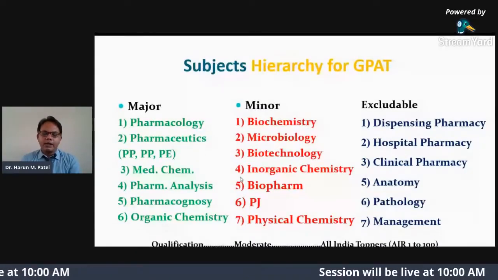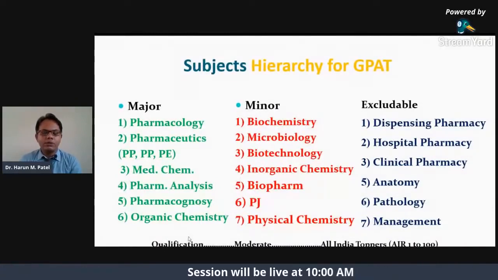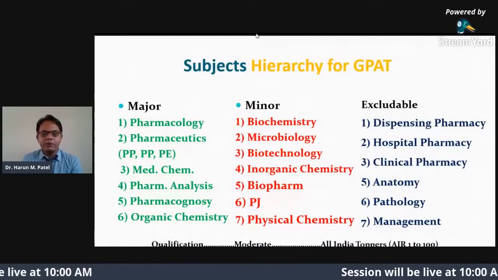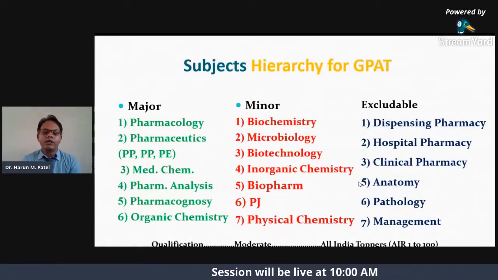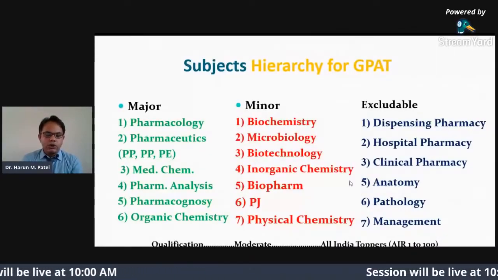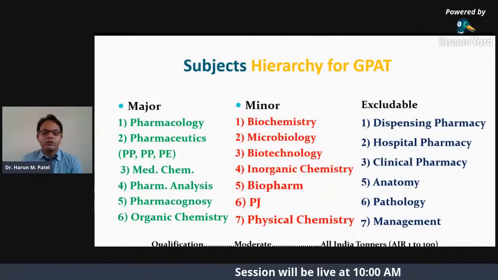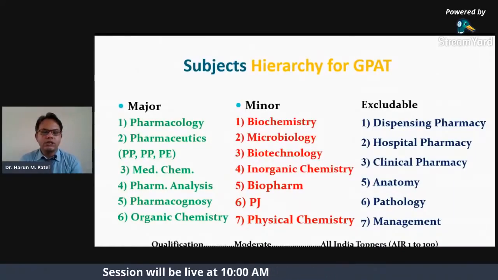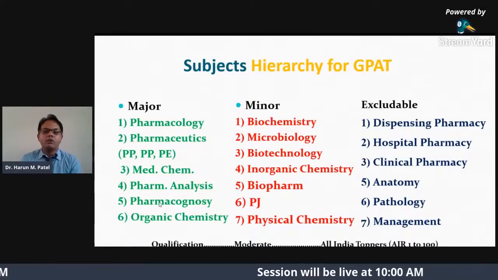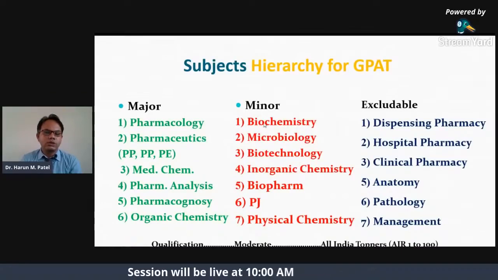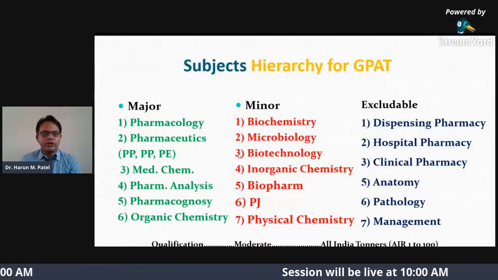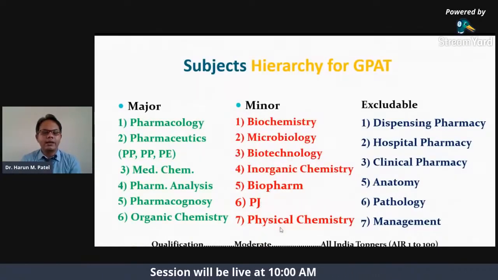I can classify the viewers who are watching me into those who have the aim of just qualification, some of moderate category, and some who may be thinking to compete at all India level, planning to be all India toppers in the GPAT examination. If you belong to the first category, having the aim of qualification, I will say that you must focus on the major subjects, these 6 subjects, followed by 2 minor subjects. The first one is biochemistry, and the second one is microbiology. And if you take biotech, inorganic chemistry, biopharma, PG, and physical chemistry in lighter mode, it will work for you.